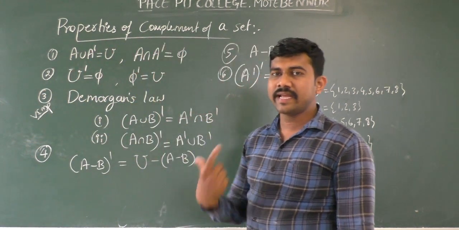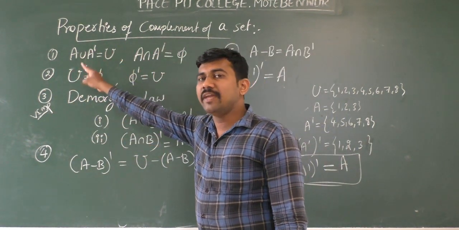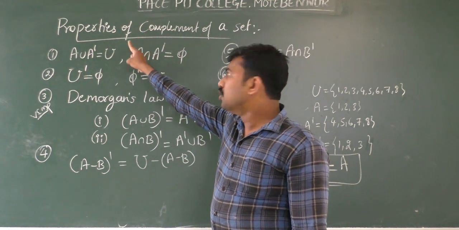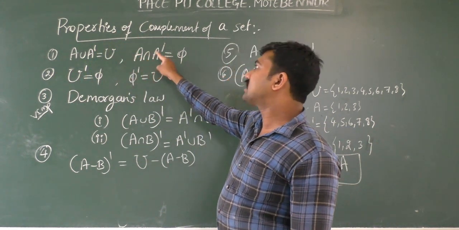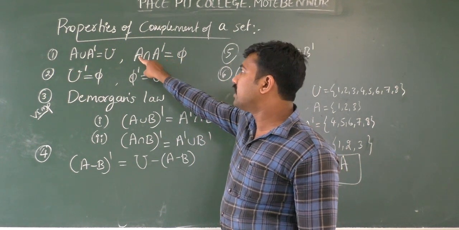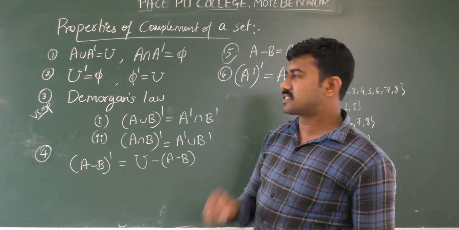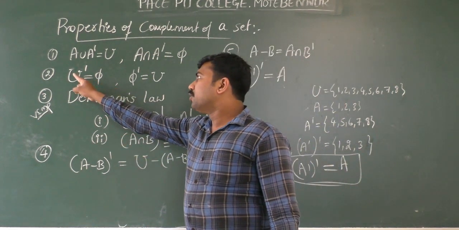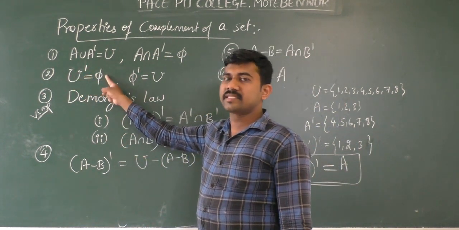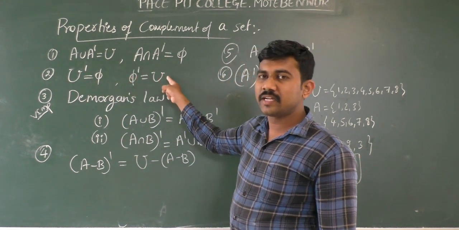See one by one again. The first one: A union A dash is equal to U. A intersection A dash is equal to the null set. Means here A and A dash are what? Disjoint sets here. Okay. Next. The universal set's complement is nothing but the empty set. The empty set's complement is nothing but the universal set.